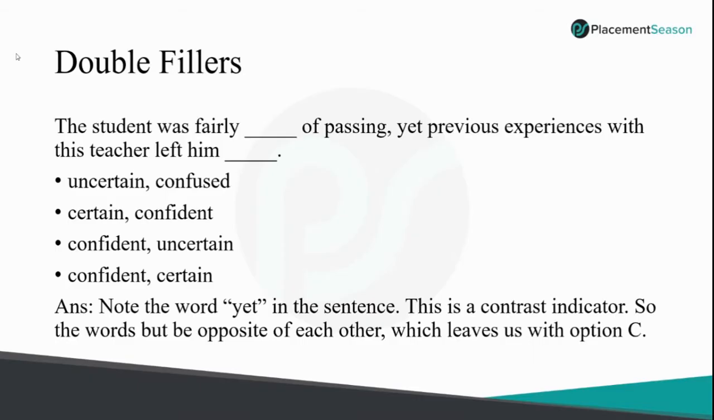So the first word should be a positive word, or even if it's a negative word, the second word should be in contrast with it. So in that way, what do we have here? Confident and uncertain. Option C. The student was fairly confident of passing, yet previous experiences with the teacher left him uncertain. Clear? We are not going to see more than two fillers, because you don't get that type of questions in your placement. Close test will be covered later on.